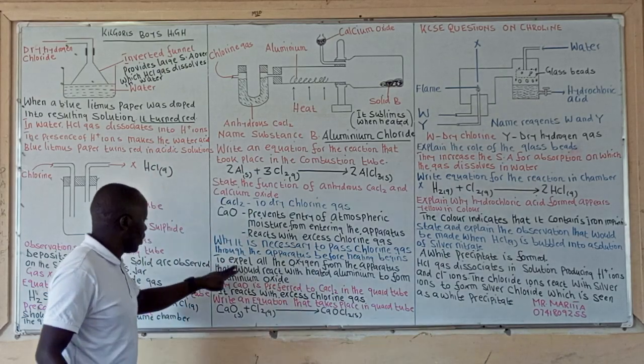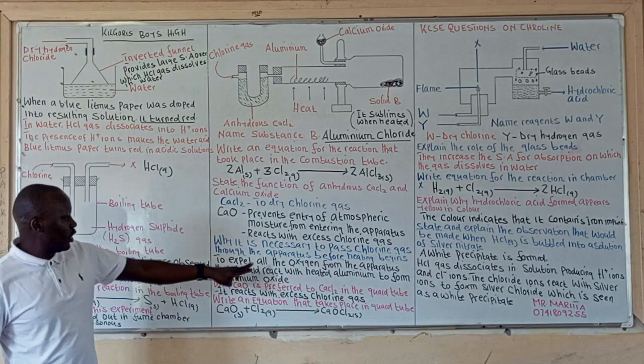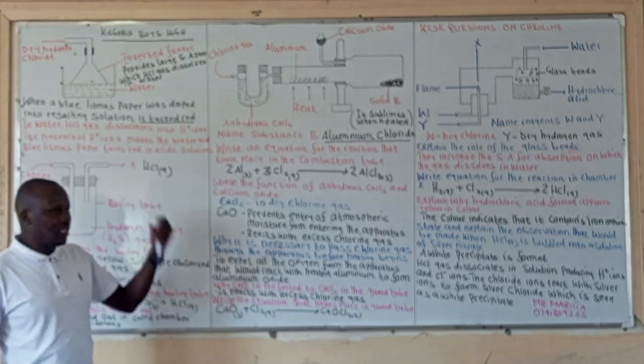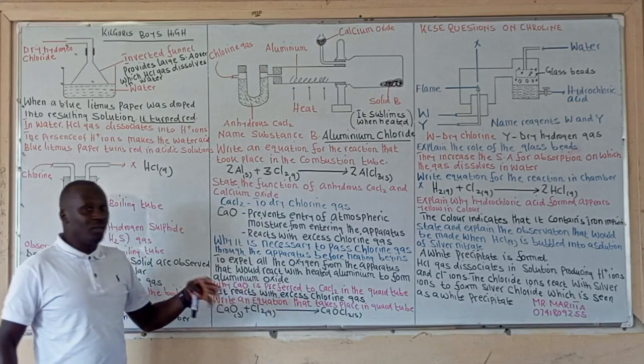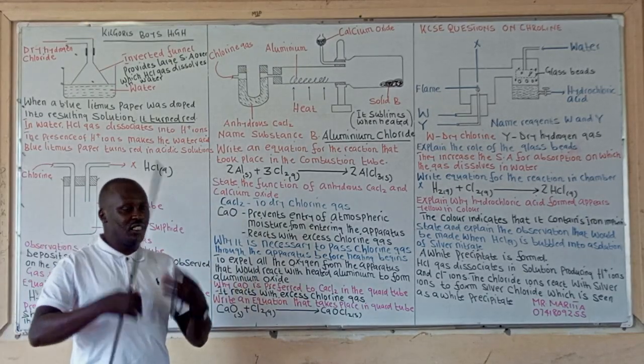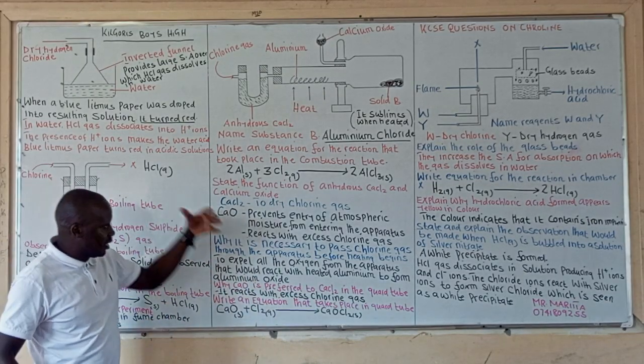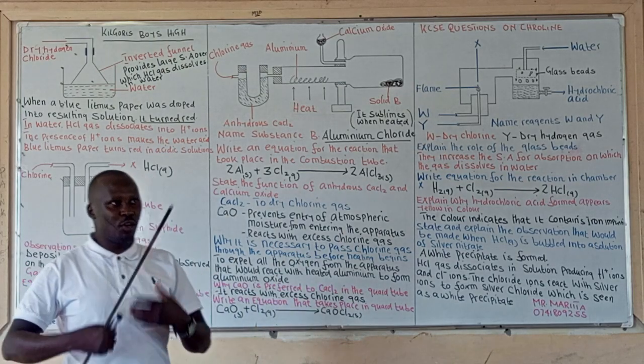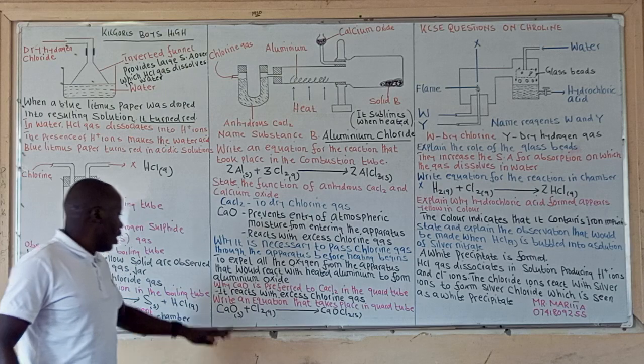So it just said to expel all the oxygen, or to expel all the air, from the apparatus that will react with aluminium to form the aluminium oxide. And that is the reason why it is necessary to pass chlorine gas through the apparatus before heating begins.